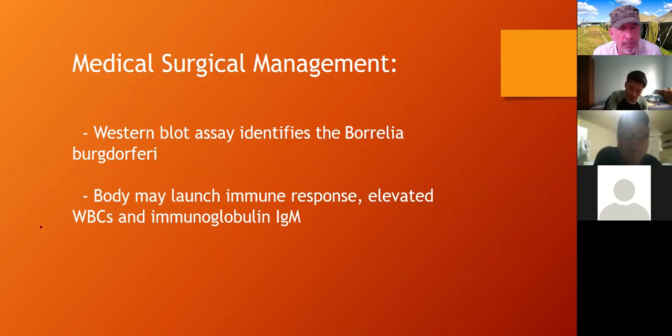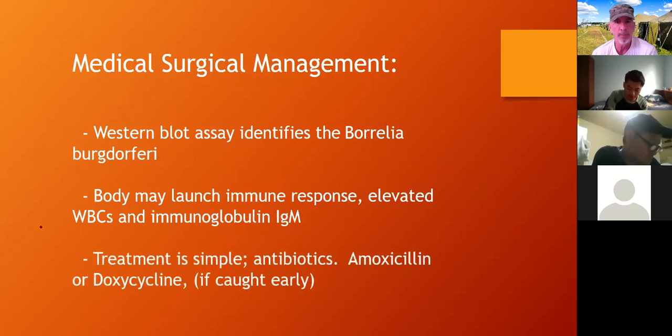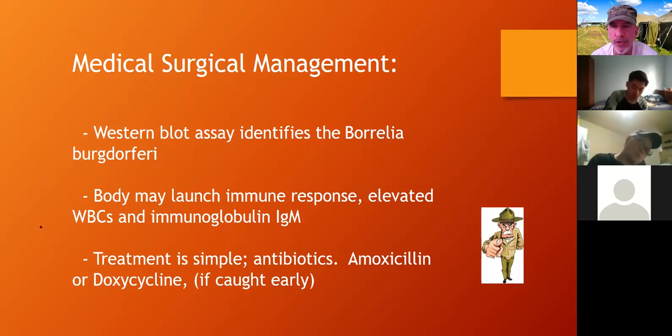Basically, when the bacteria gets into the body, your body's going to launch an immune response. You'll have elevated WBCs, and the IgM immunoglobulin or antibody will be elevated. Treatment is simple. Antibiotics, amoxicillin or doxycycline. There are other antibiotics which you can use if you're allergic to penicillins or tetracyclines. If you catch it early, good. Once the damage occurs, we can't reverse it. If it gets into the joints and causes joint degradation, we can arrest it, but we can't reverse the damage that's already been done.